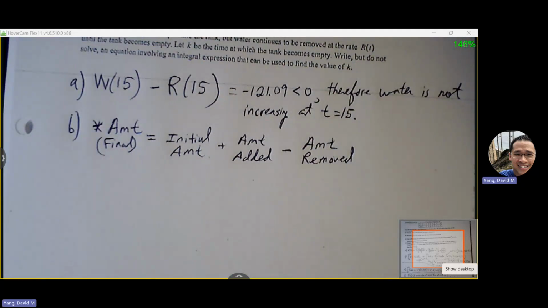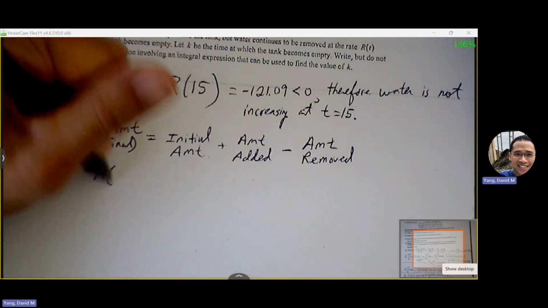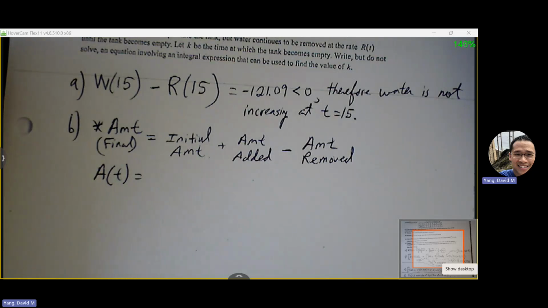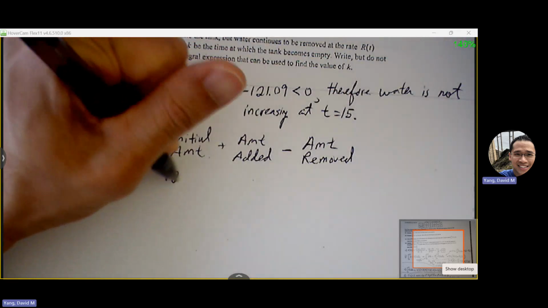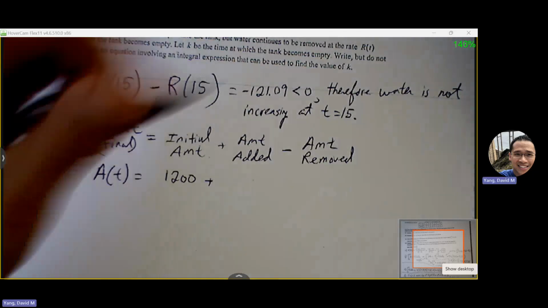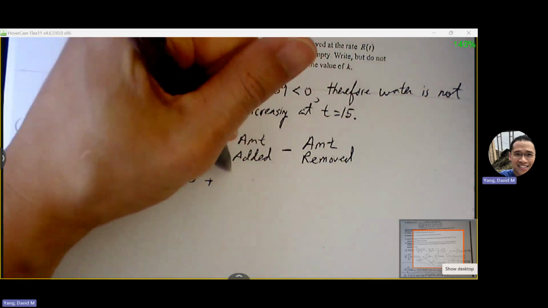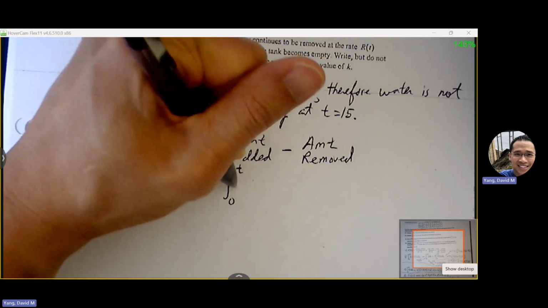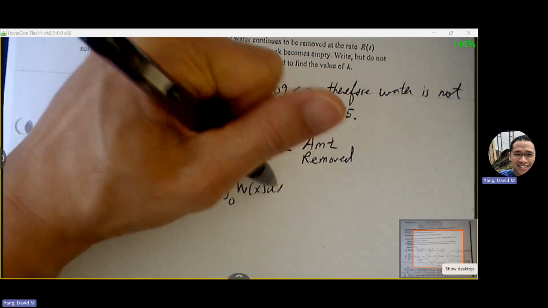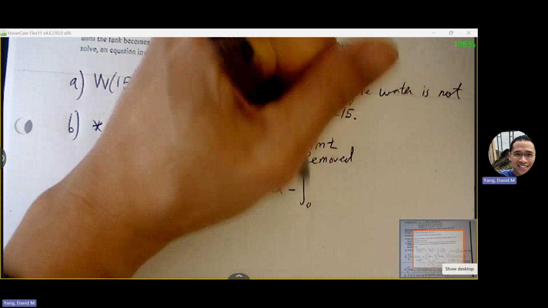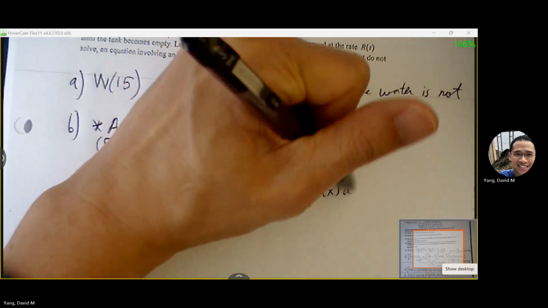If we take all three things into account, we're going to know how much there is at any moment in time. So how much is there to begin with, how much has been added, versus how much has been removed. So I'm going to create an original formula. A of t is any amount at any moment in time. We know that we have 1,200 gallons to begin with, plus the amount added, so the integral from 0 to t of w of x dx, minus the integral from 0 to t of r of x dx.